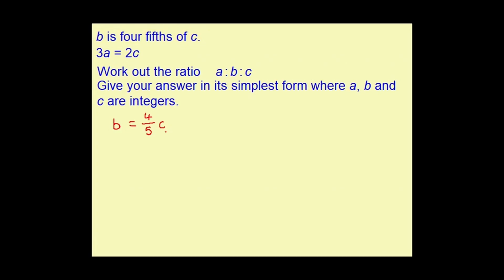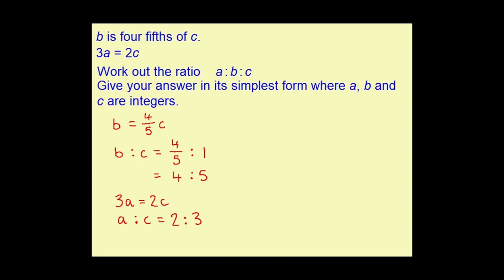From this line, I can get that the ratio B to C is 4/5 to 1. Now looking at the question, the final answer needs to be integers. So I'm going to multiply both of these by 5 to make integers. That will be 4 and that will be 5. I also know that 3a is equal to 2c, so this gives me the ratio a to c equals 2 to 3. And this one's already integers.